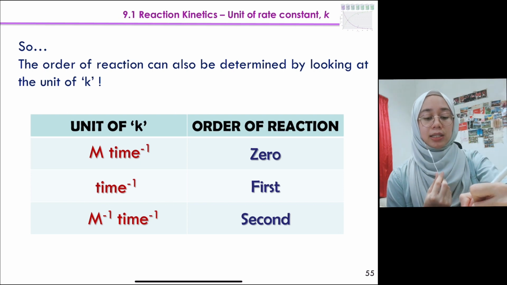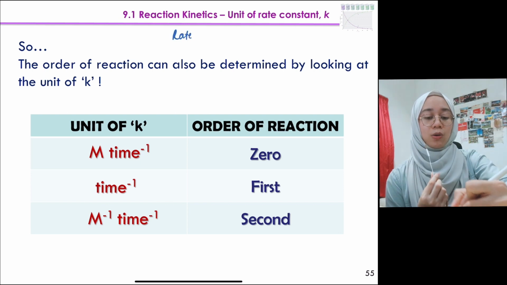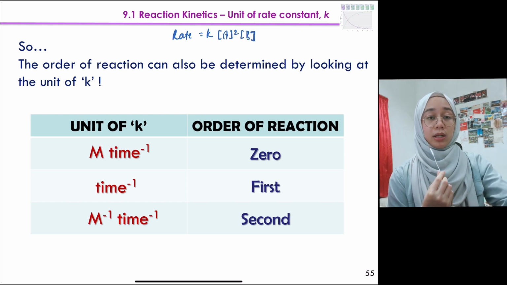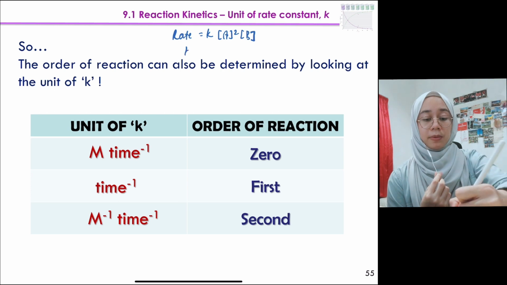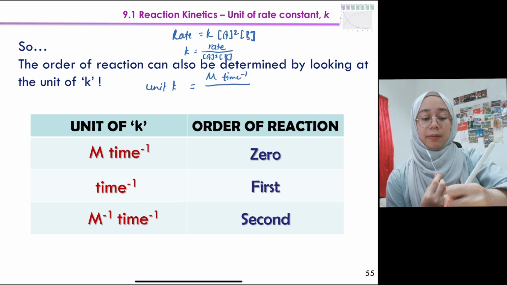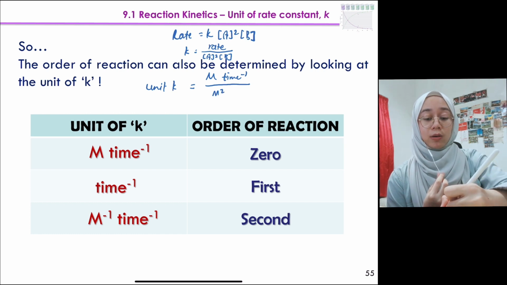Okay, but let's say you are given that the rate law is equals to K[A]^2[B]. That means the unit for K is what? K is equal to rate over concentration of A and B, right? So if we substitute the units, the unit of rate is molar per time, divided by the concentration of A, M squared, and the concentration of B, M.